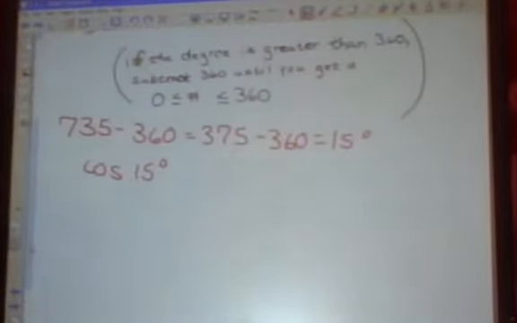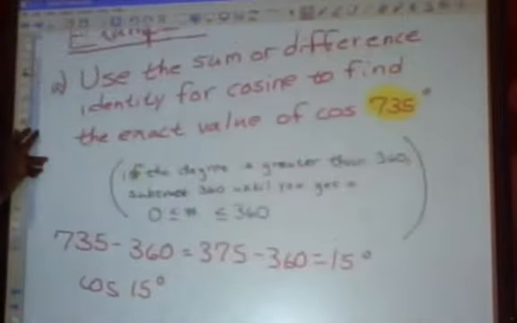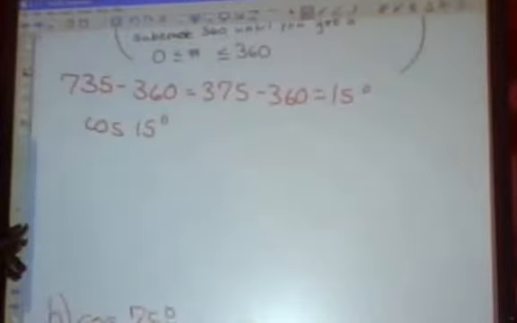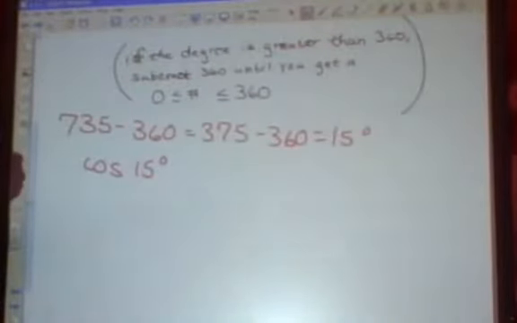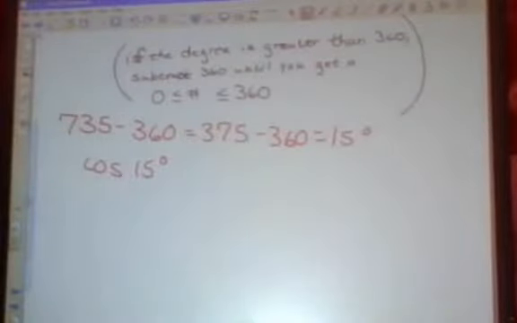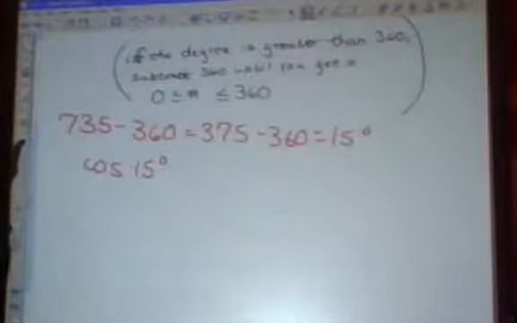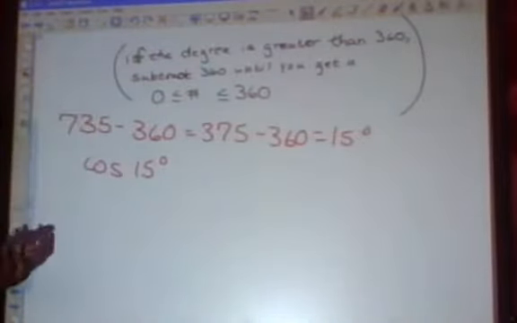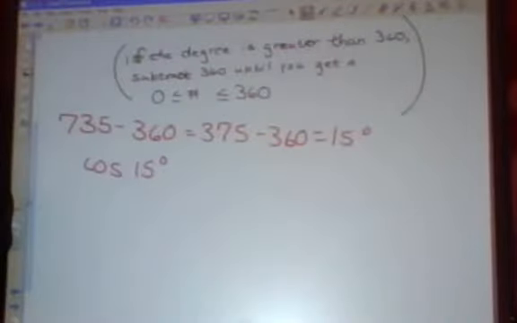But because we're dealing with the sum or difference identity for cosine, what we need to do is find 2 values that either add or subtract to give us 15. Now those values must come from the table we've talked about. It could be random numbers, all the way up to 360, with something subtracted that gives you 15, or it could be 2 that add together to give you 15.